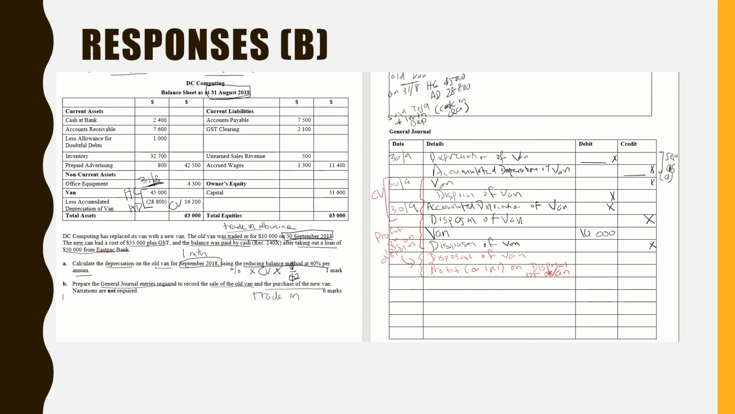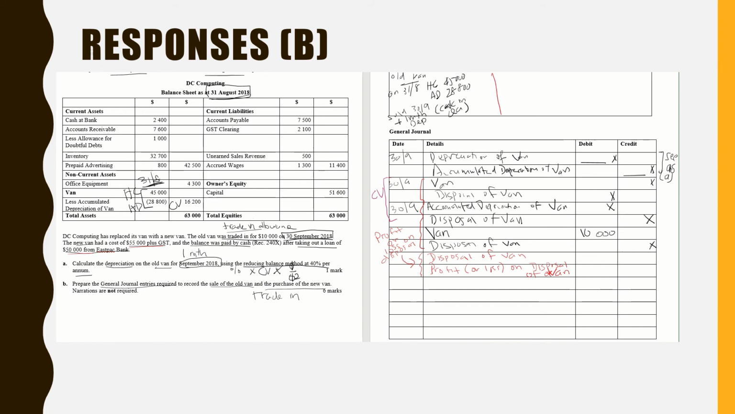Now, once I've dealt with that, I've already sold off my old van and I've already recorded the trade-in allowance that I'm getting for my new van. But what I haven't recorded is the purchase of my new van, which in this case here is $55,000 plus GST. And it also says that I've taken up a loan. So I'm going to use this working space here just to work this out.